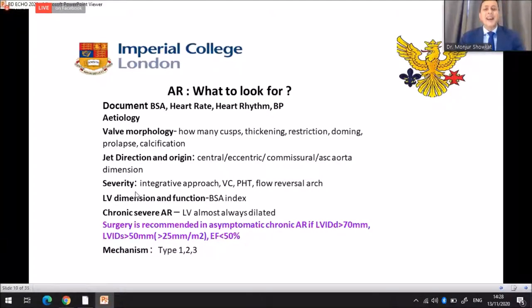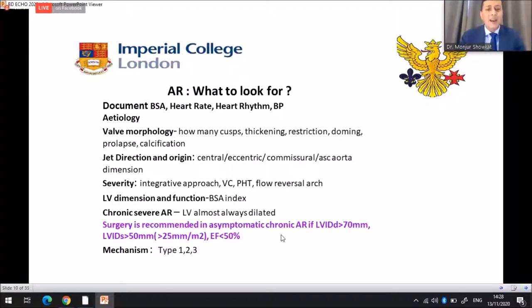And for severity, it needs to be a very integrative approach. There is not any single method where you can say, this is the best method for this valve. So you need to assess vena contracta, and I'll talk through vena contracta, pressure half time, and flow reversal in the arch. LV dimension and function are also important. Again, the emphasis is on this most challenging group, chronic severe AR. The LV is almost always dilated, and surgery is recommended as a class one indication, as I mentioned, when the LV end diastolic diameter is 70 millimeter or more, LV end systolic diameter is 50 millimeter or more, or ejection fraction is less than 50%.